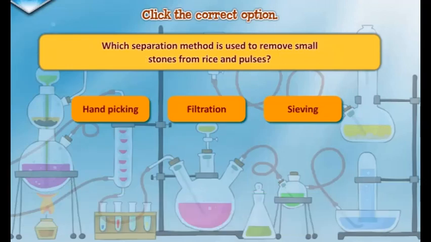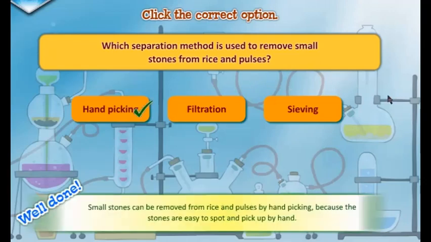Which separation method is used to remove small stones from rice and pulses? Well done. Small stones can be removed from rice and pulses by hand picking because the stones are easy to spot and pick up by hand.